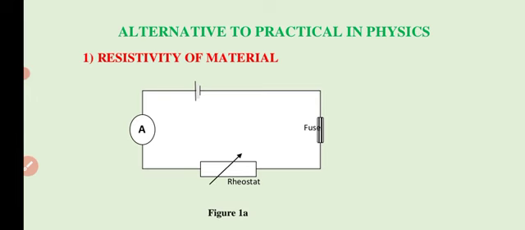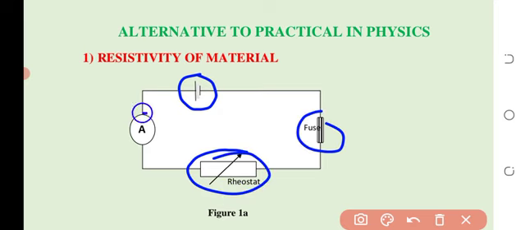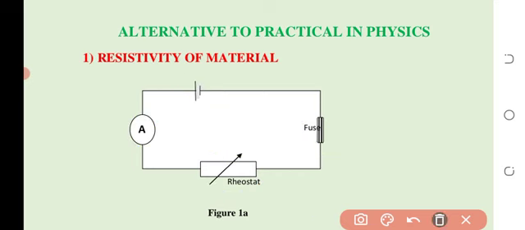The resistivity of material. We can see the circuit diagram. In the circuit diagram, we have the rheostat, we have the fuse, we have the ammeter, and we also have our source of potential difference. Okay, now this is our rheostat, this is our fuse, and this is our ammeter, and we also have a source of potential difference as well.